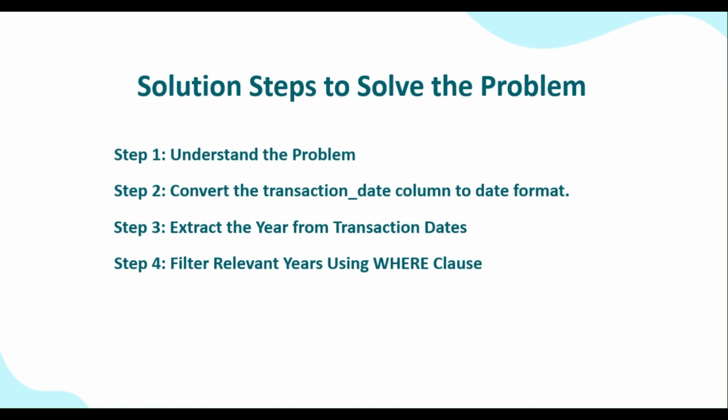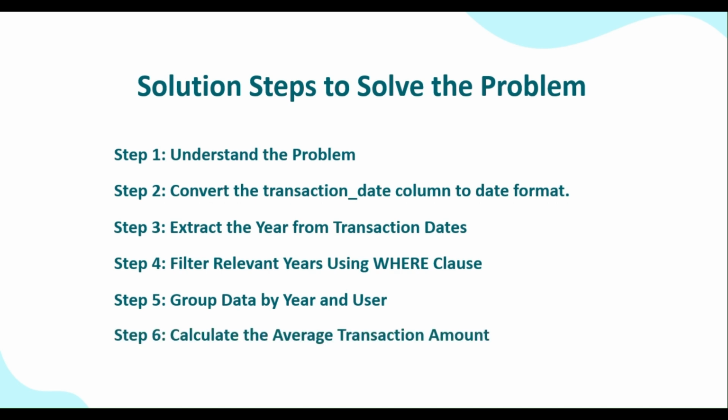In the fourth step, we have to filter those relevant years using the WHERE clause. And the fifth step is, as we already discussed in step 1, we need to group the data by year and user, since we want to ensure that the average is computed separately for each user for each year. That's why we need to group the data by year and user. Now coming to the last step, we just need to calculate the average transaction amount by using the AVG function on the transaction amount column to calculate the average transaction amount for each user and year group.